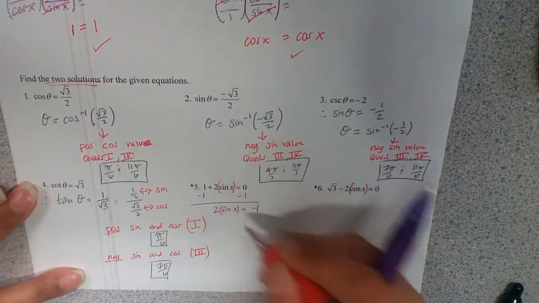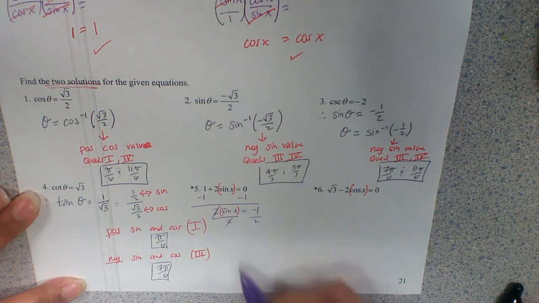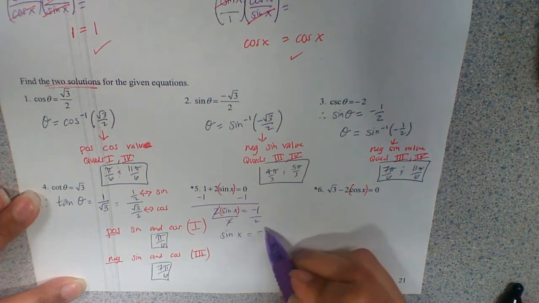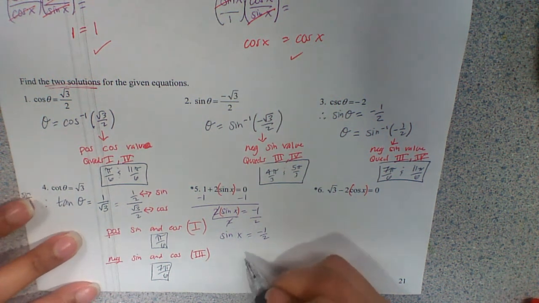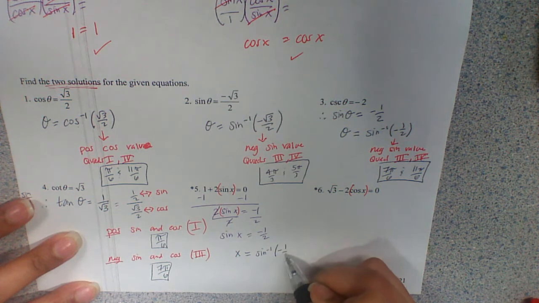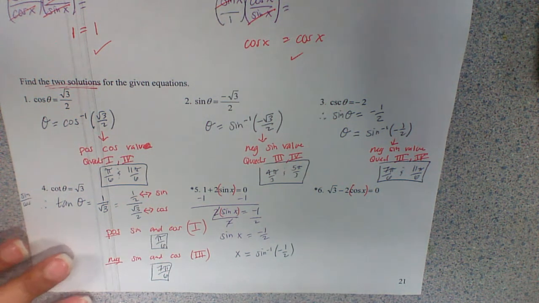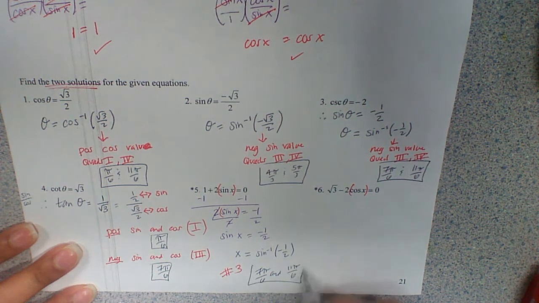Now again, I want sine of x by itself, so I'm going to divide both sides by 2 so that this goes away. And now I have sine of x equals negative a half. Notice it turns into one of these problems above. Of course, instead of theta, you have x, but it's still the same idea. So now, for what angle is sine negative a half? You may remember seeing this. It's turned into the same thing as number 3 from above. And so your answer is 7 pi over 6 and 11 pi over 6. There you go.